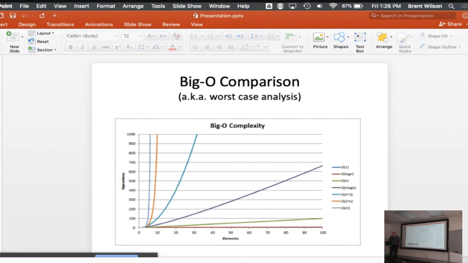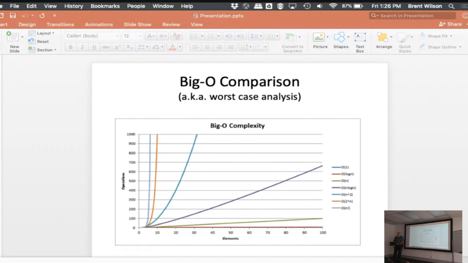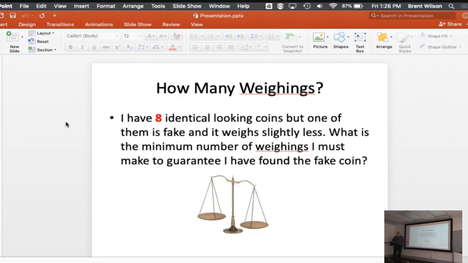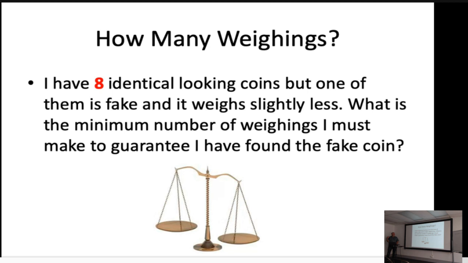So anyway, let's look at some problems. Now we'll do some problems, and then we'll do a little bit of code running. So let's start with this one. I have 8 identical looking coins, but one of them is fake. The fake one weighs slightly less. What is the minimum number of weighings that I must make in order to guarantee that I found the coin?